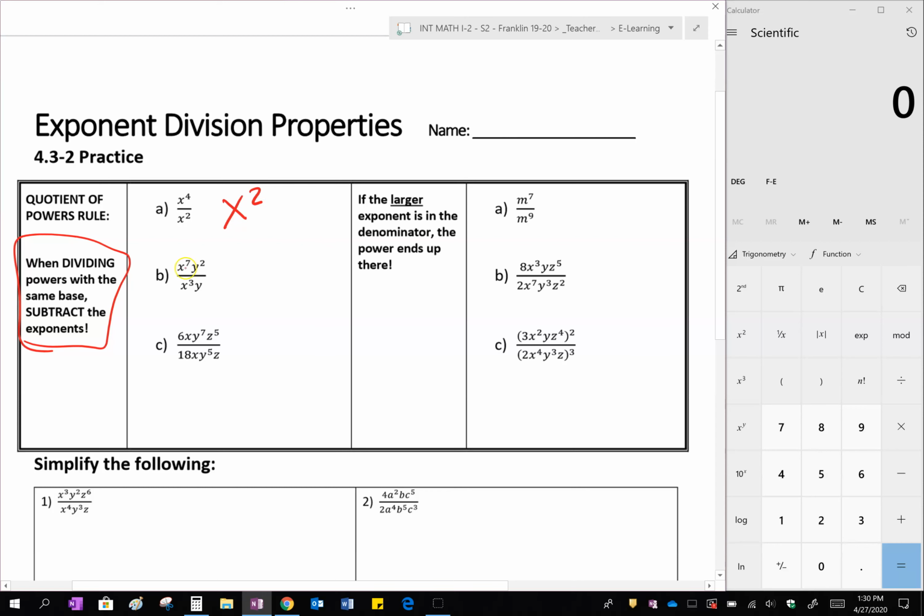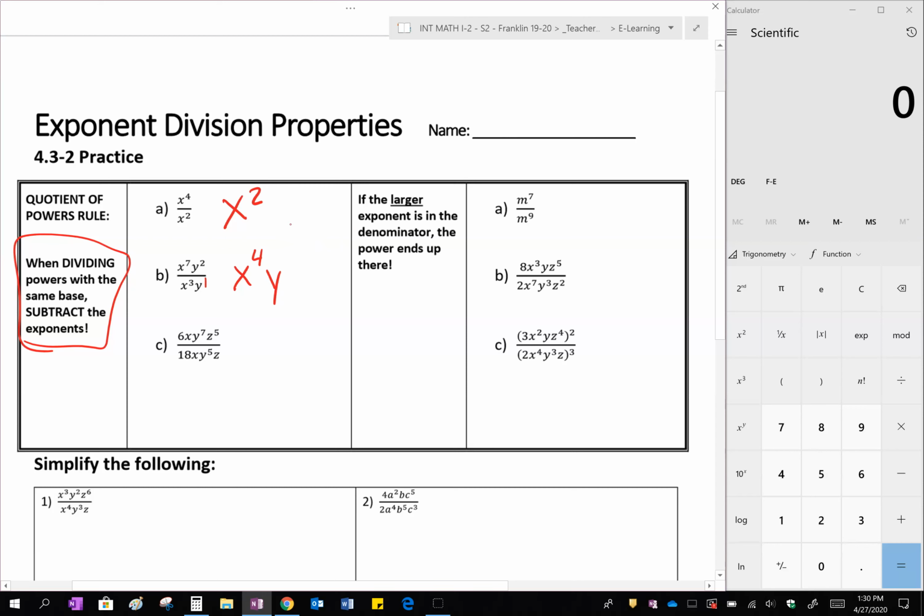And if you have more than one variable, just make sure you only subtract the ones that have the same base. So here, x to the seventh divided by x to the third, 7 minus 3, that's x to the fourth. And then move on to the y's. 2 minus, there's a 1 there, so 2 minus 1 is 1. So just y. You can put the 1 on there if you want to, but you don't need to.